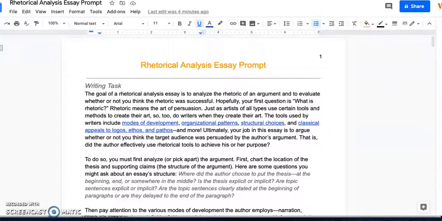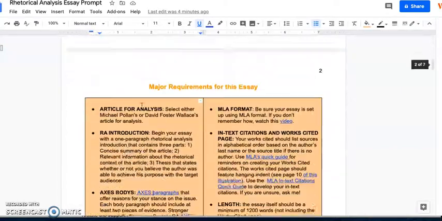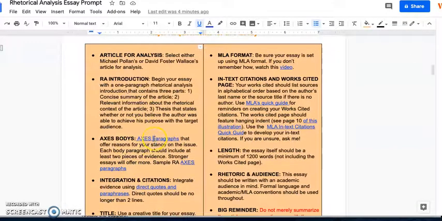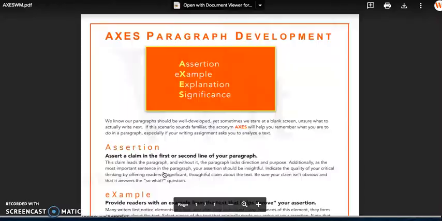Hi everybody, this video is very important and it's dealing with paragraphs, so writing your paragraphs for your rhetorical analysis essay. The paragraphs for the rhetorical analysis essay need to be in AXES format. AXES is just a model for paragraph development in which your paragraph starts out with an assertion. So you're going to assert something about the effectiveness of the text.